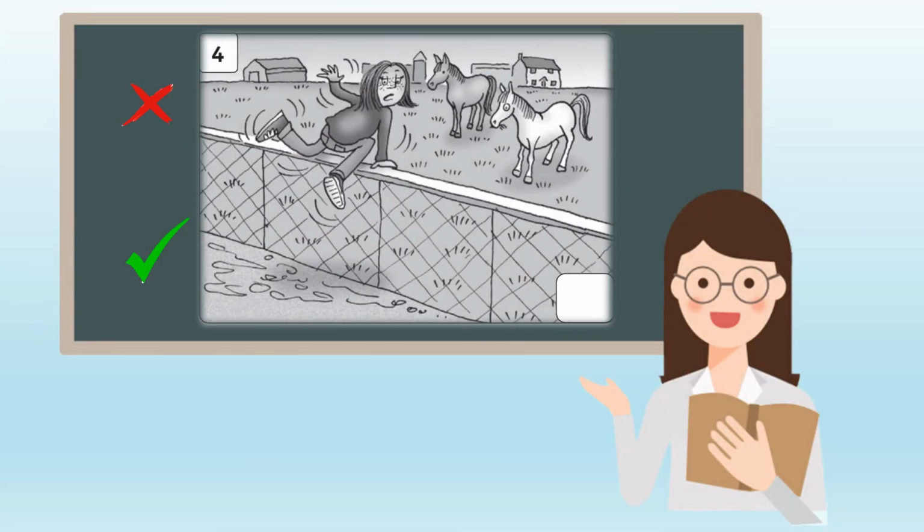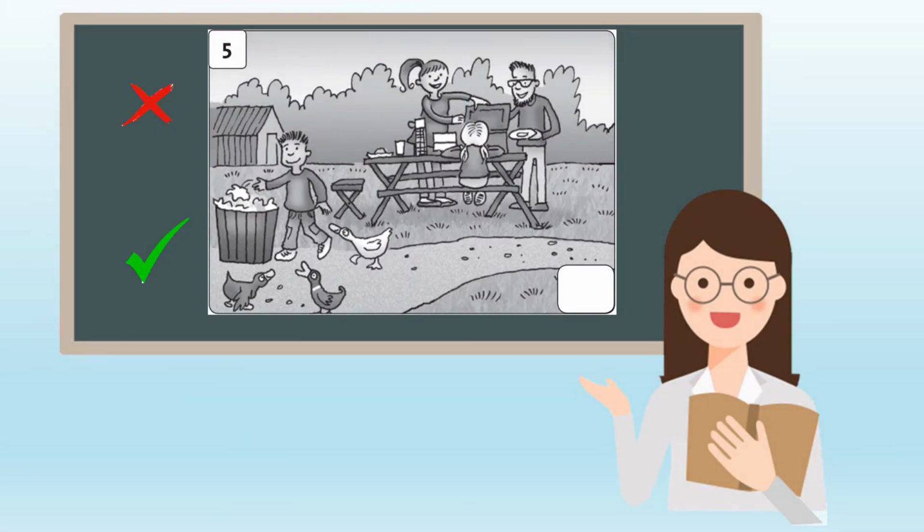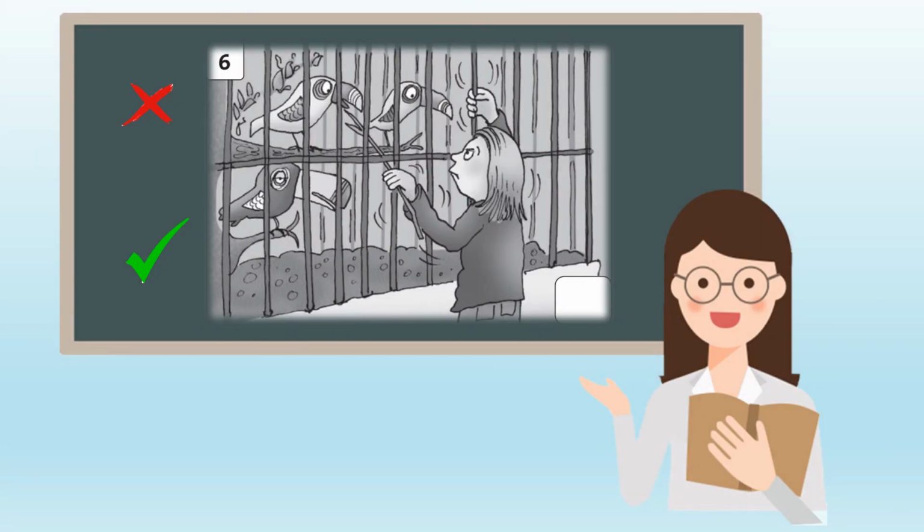And picture 4. Is she good or bad? What do you choose? Tick or cross? Cross. She's not good. Picture 5. Look at the boy. Is he good or bad? What do you choose? Tick or cross? Good. He is good. And look at picture 6. Look at the girl. Is she good or bad? What do you choose? Tick or cross? Cross, she's not good.